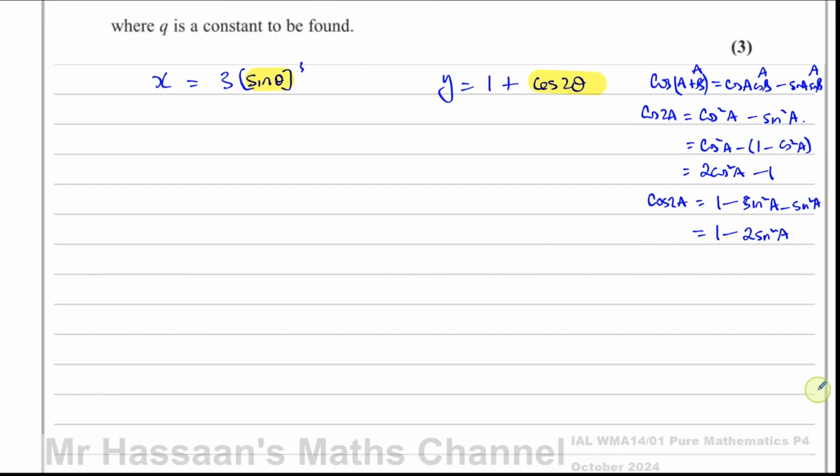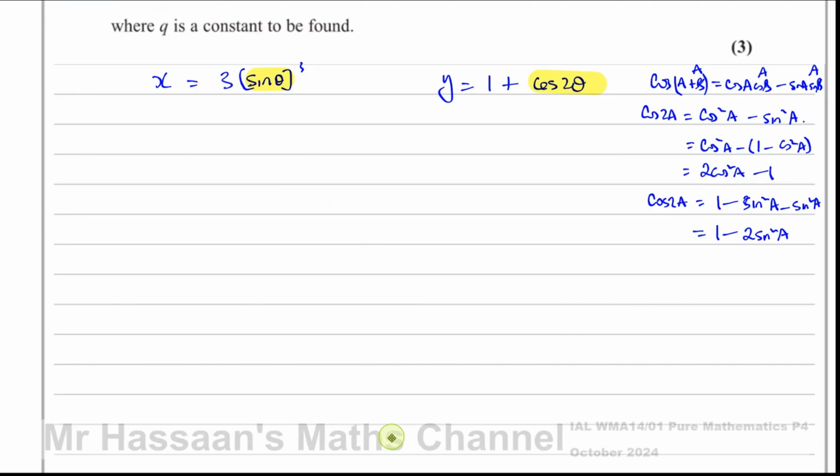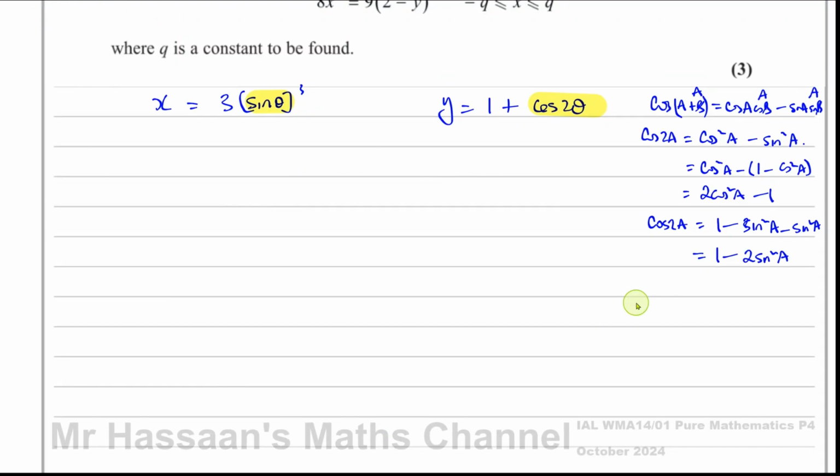Okay, so now I have the double angle formula in terms of both cosine and sine. Now, which one would we need if we want to relate cosine 2 theta with sine theta? Well, obviously it's the one which involves the cosine and the sine.